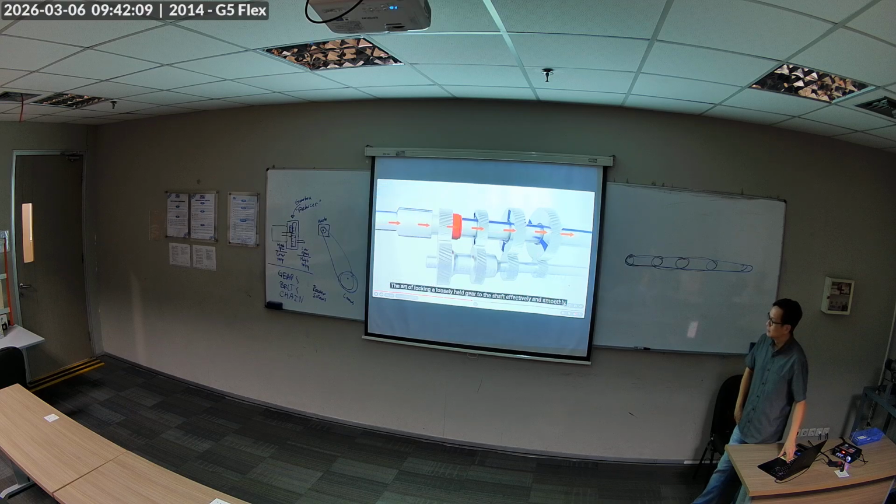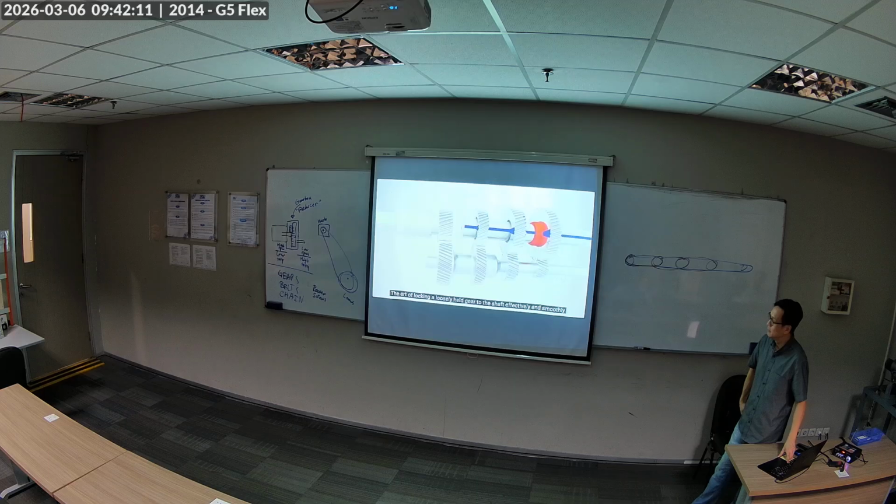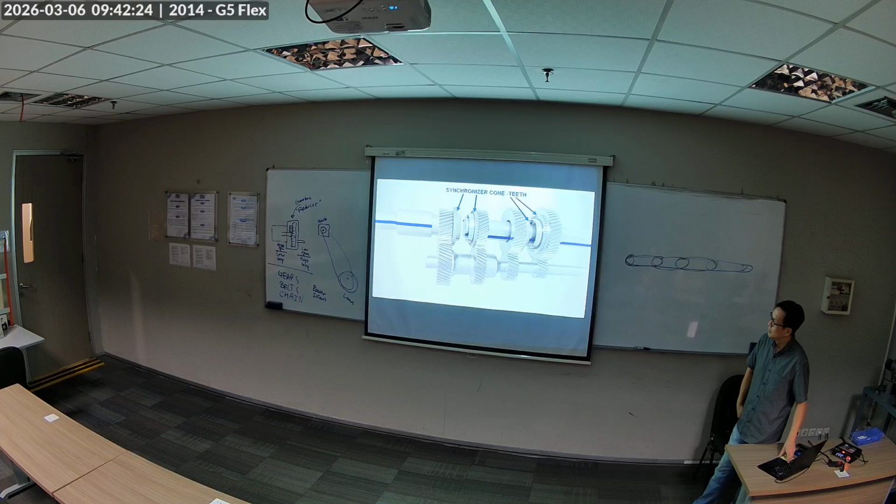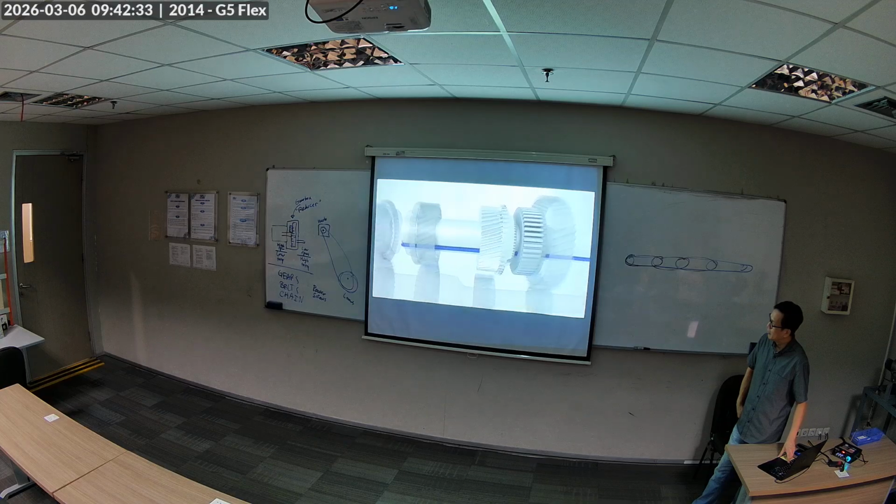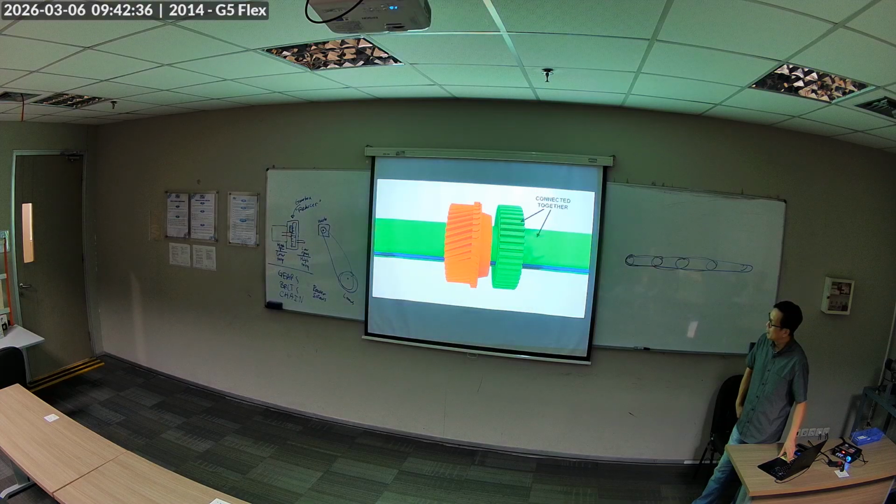The art of locking a loosely held gear to the shaft effectively and smoothly lies at the heart of the manual transmission. Let's see how this is done in actual practice. First of all, the main shaft gears have a synchronizer cone teeth arrangement. A hub is fixed to the shaft. The green one is connected together. Connected meaning welded. Think of it like welded.